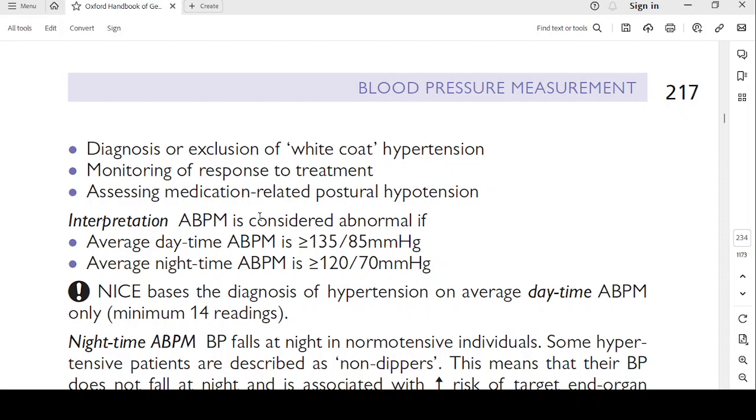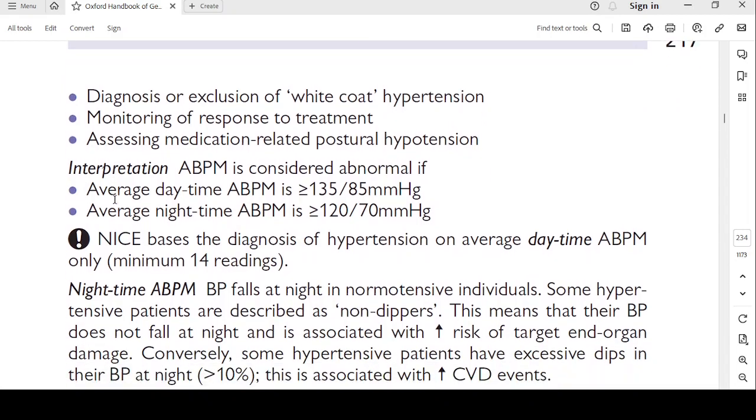ABPM is used for diagnosis or exclusion of white coat hypertension, monitoring of responses to treatment, and assessing medication related postural hypertension. So, interpretation: ABPM is considered abnormal if the average daytime measurement is more than 135 by 85. Average nighttime measurement is more than 120 by 70.